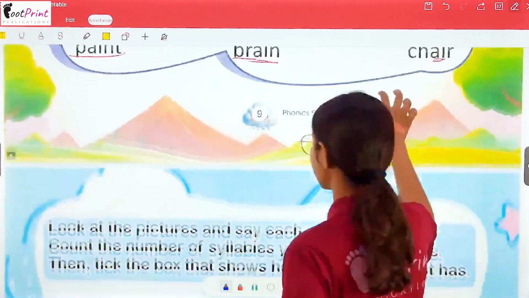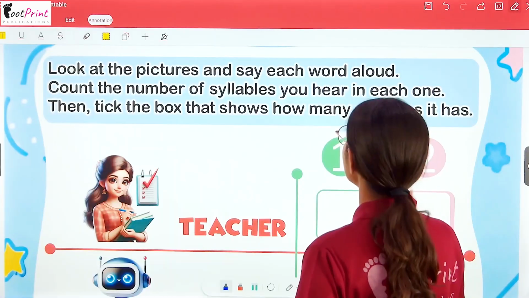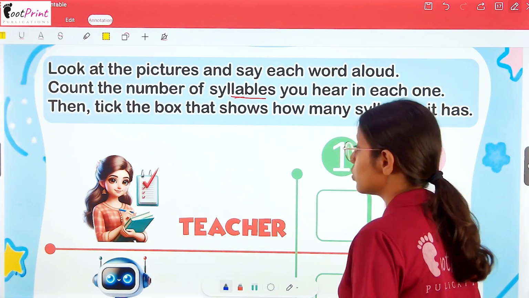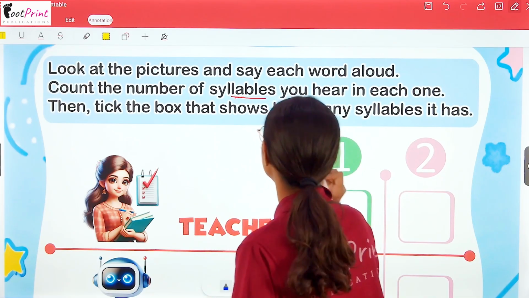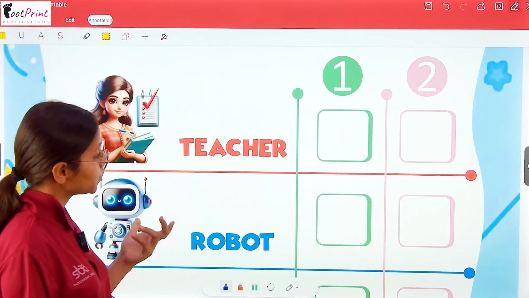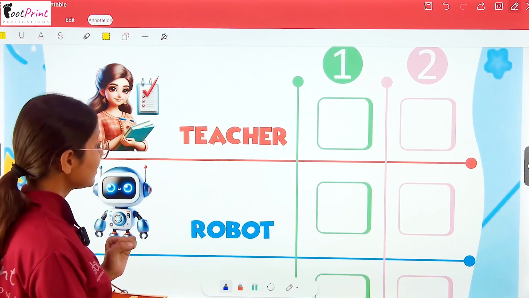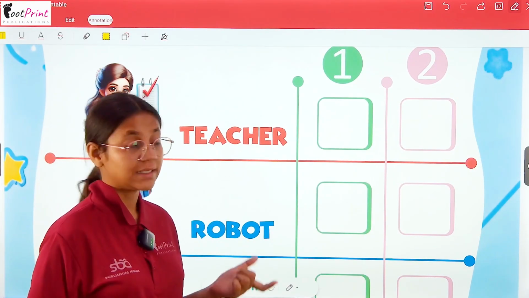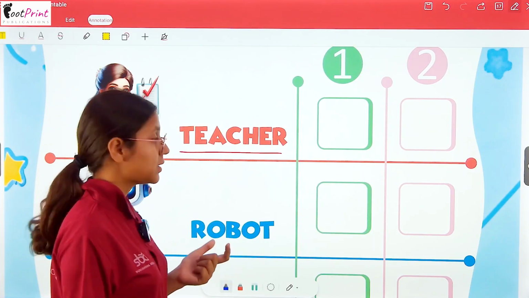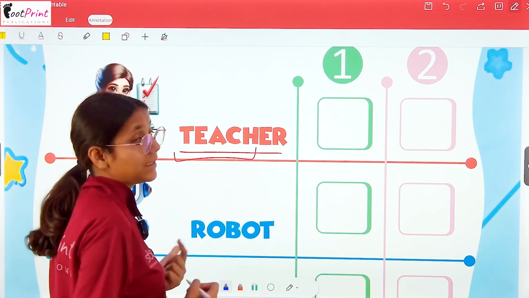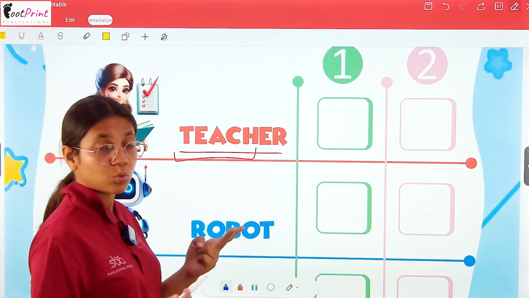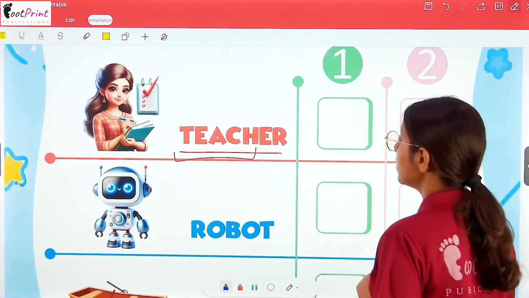Now, look at the pictures and say each word aloud. Count the number of syllables you hear in each word. Then, tick the box that shows how many syllables it has. In this exercise, we have to find the number of syllables in the following words. Syllables help us break words to make reading easier. Teacher has 2 syllables: teach and er.